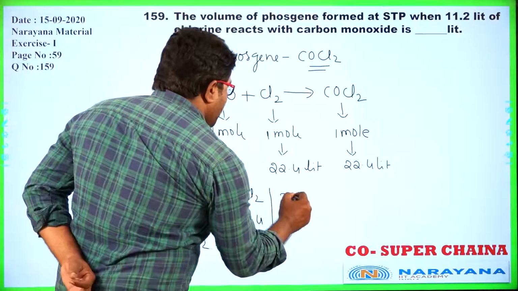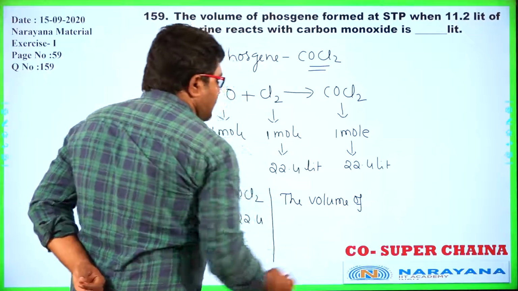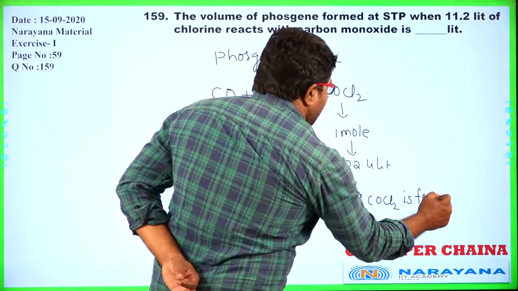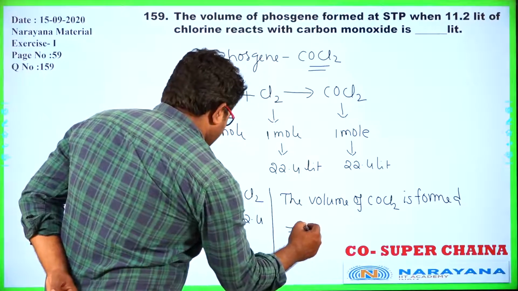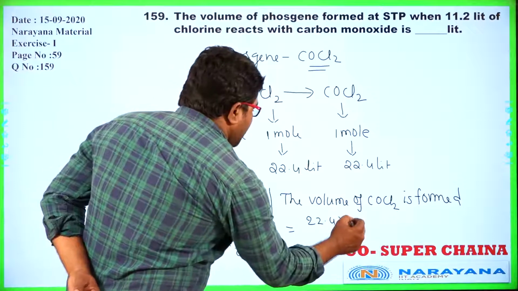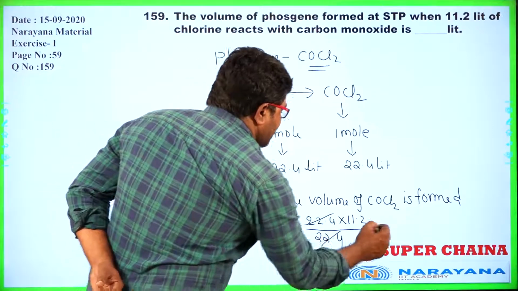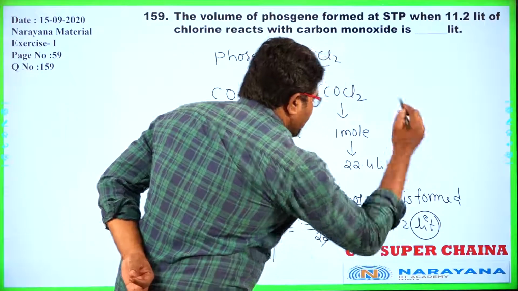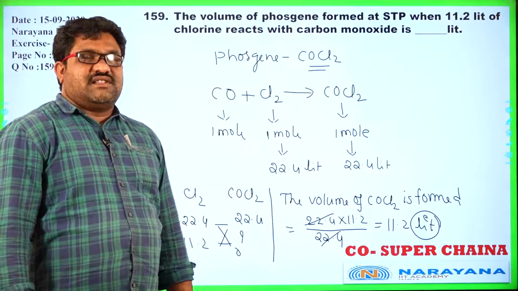So the volume of phosgene, COCl2, formed: how can we calculate? Simply by cross multiplying from this comparison. 22.4 into 11.2 divided by 22.4, that is equal to 11.2 liters. Yes. Let us go for the next question.